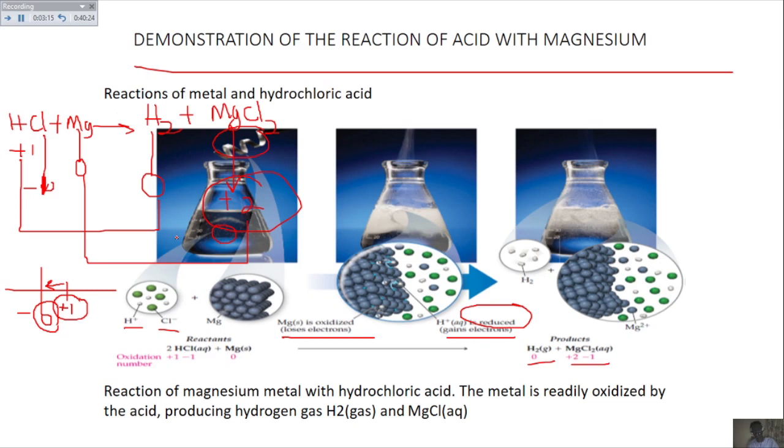We say the reaction of magnesium metal with hydrochloric acid: the metal is readily oxidized by the acid, producing what we call hydrogen gas and magnesium chloride salt.